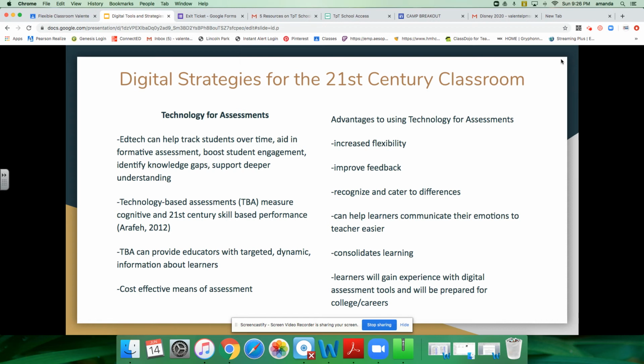And because they're using these technology assessments, it's likely they'll see this kind of thing in college and then perhaps something in their careers as well, maybe professional development in their own careers or certifications in their own careers may be assessed online or using technology.